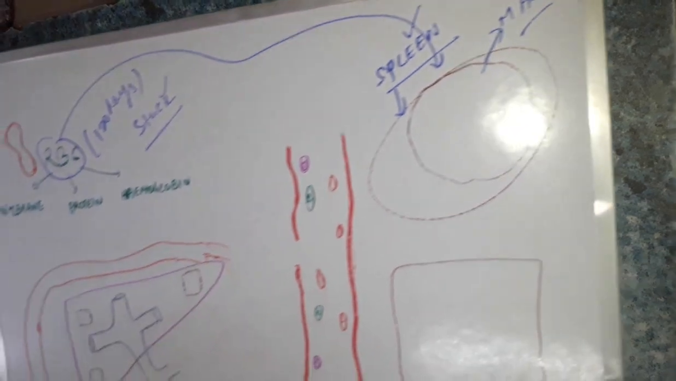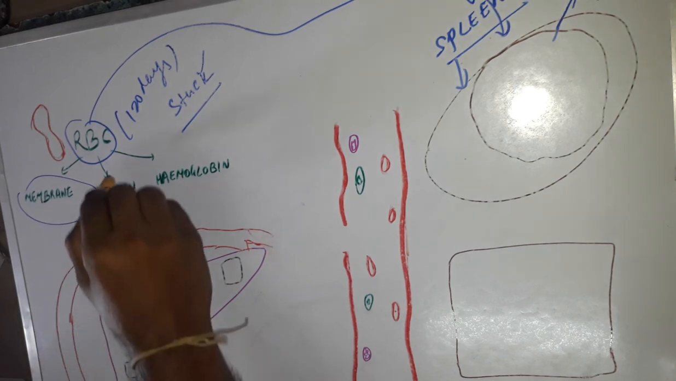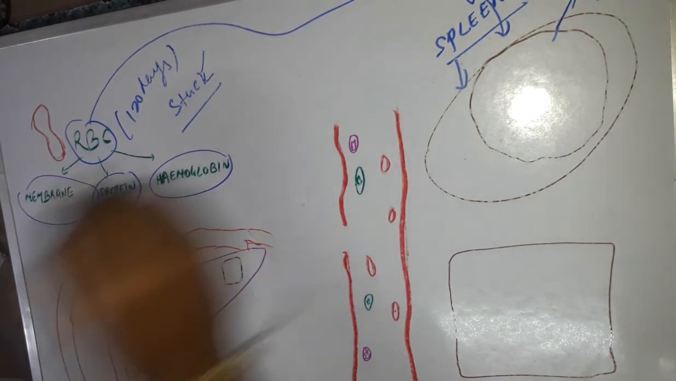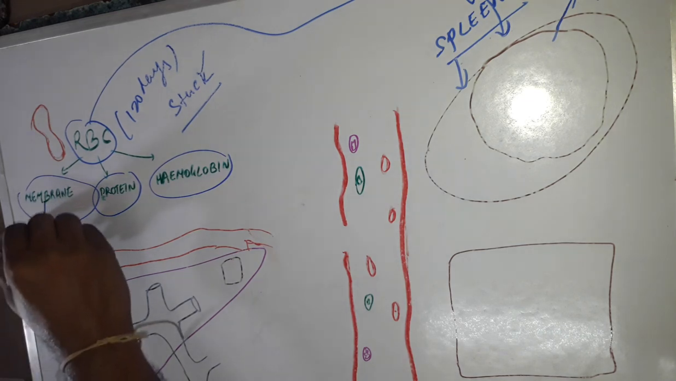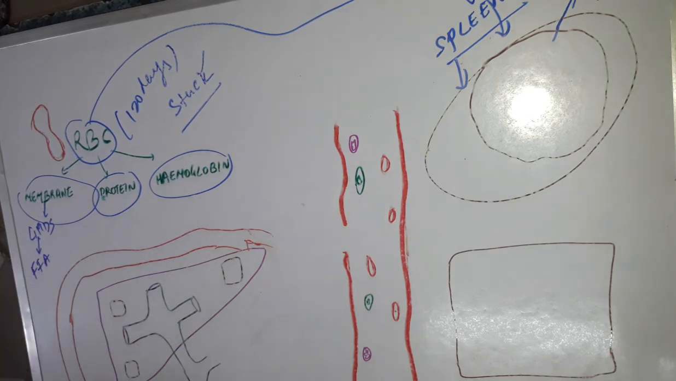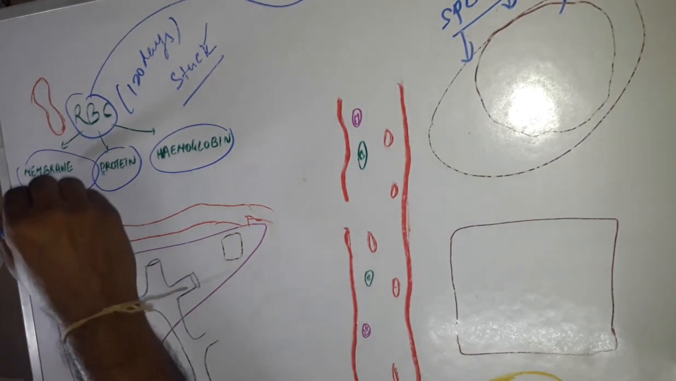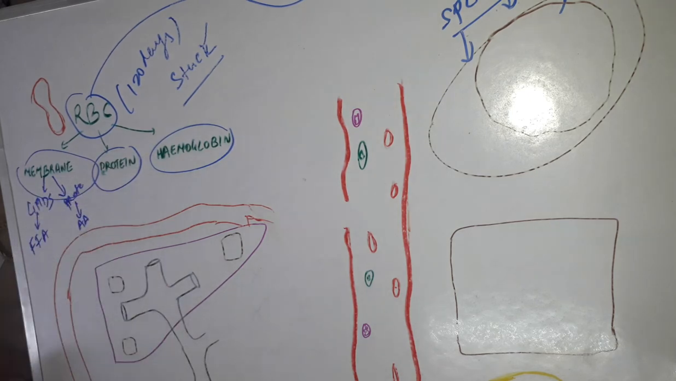If you look at the RBC, it has a membrane, it has a protein, and it has hemoglobin in it. This is the composition of an RBC which you normally see. Now, what happens to this membrane? This membrane has some lipids, which are going to get converted into free fatty acids, and this is used by the macrophage for its own purpose. At the same time, the proteins are going to get converted into amino acids. They are also used by the macrophages for its own purpose.